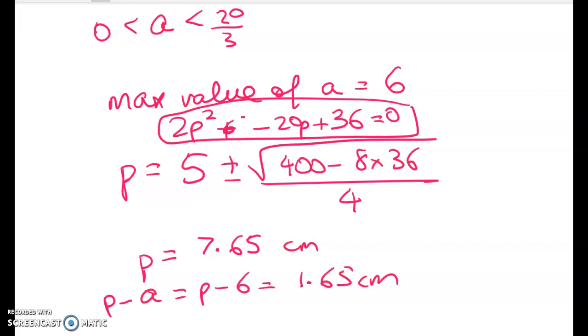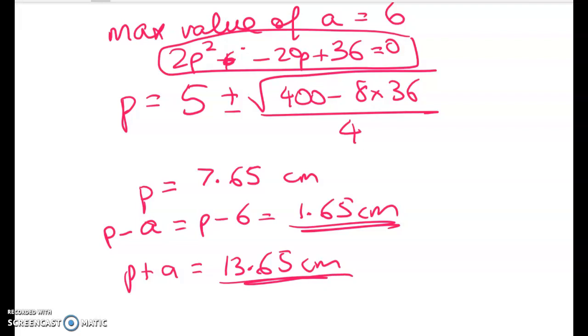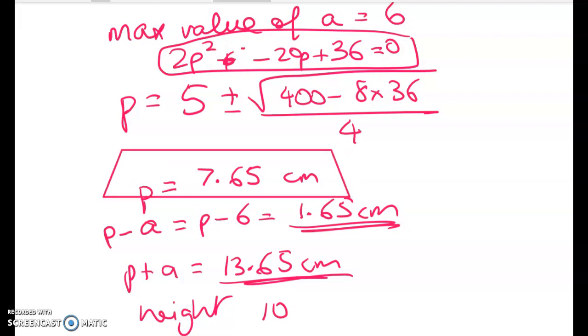I'm about to run out of time. And p plus a is equal to 13.65 centimetres. So the cuboid dimensions are this, and 10. And the cube dimensions are this thing here.